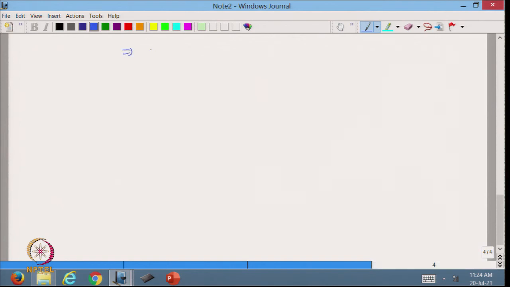From here, Y2 is orthogonal to V1 or U1, because U1 is just a unit vector. Now, what do we do? We normalize Y2, and I call Y2 divided by its magnitude U2.